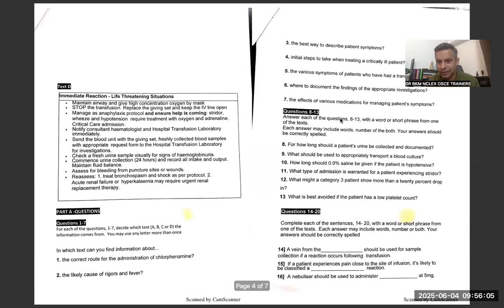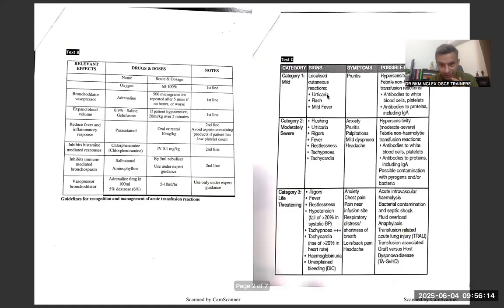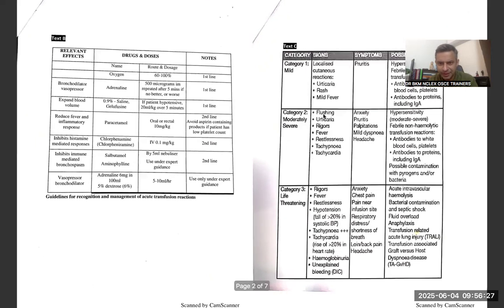Okay. What type of admission is warranted for a patient having stridor? Stridor means symptoms. Stridor, symptoms, stridor, no. Stridor, it should have been somewhere around here only. Stridor. I cannot see it. Can anybody see that stridor? It should have been here. But now I can't see it. So in the final exam, if you are unable to find it, please don't take it to ego and just leave it.